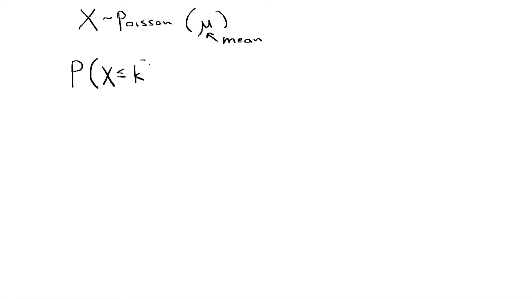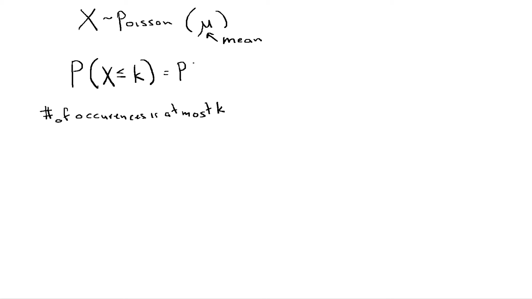Suppose that x is a Poisson random variable with a mean equal to mu. So the mean takes that little symbol mu right there. Now we want to compute the probability that x is less than or equal to k, or x is at most k. That means we want to figure out the probability that the number of occurrences of something is at most k over some given time interval or some given interval.